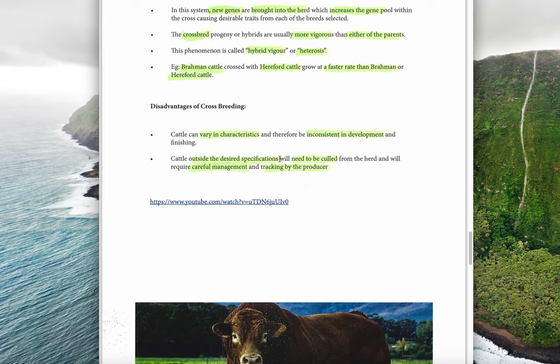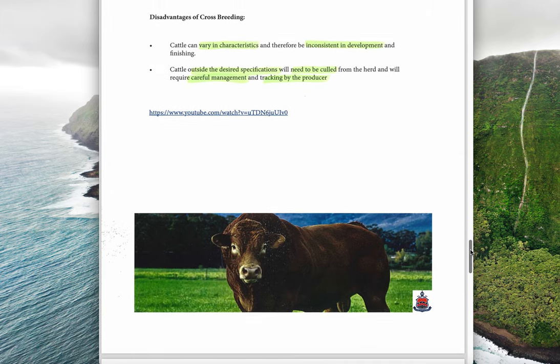Cattle outside what you want or the desired specifications will need to be either culled from the herd to stop them from passing on those genes that you don't want, or maybe you could sell them off as well. So you don't mate them, and it will require careful management and tracking by the producer.